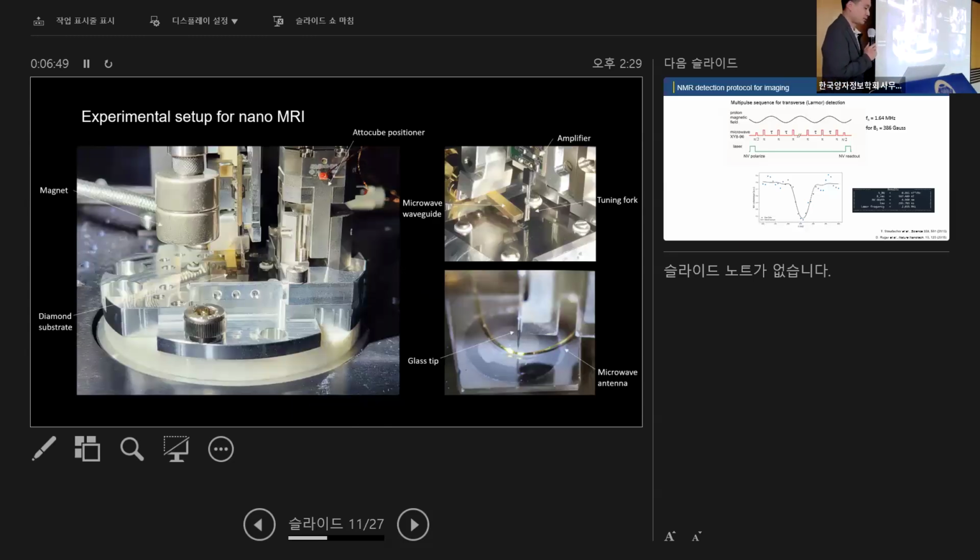So this is what the apparatus looks like inside the box. We have a diamond over there. We use a CVD-grown diamond, which has a 2 millimeter by 2 millimeter size. The thickness is 150 micrometers. And right above it, we put an antenna to apply the microwaves. And we use the microwave guide to efficiently deliver the microwave.